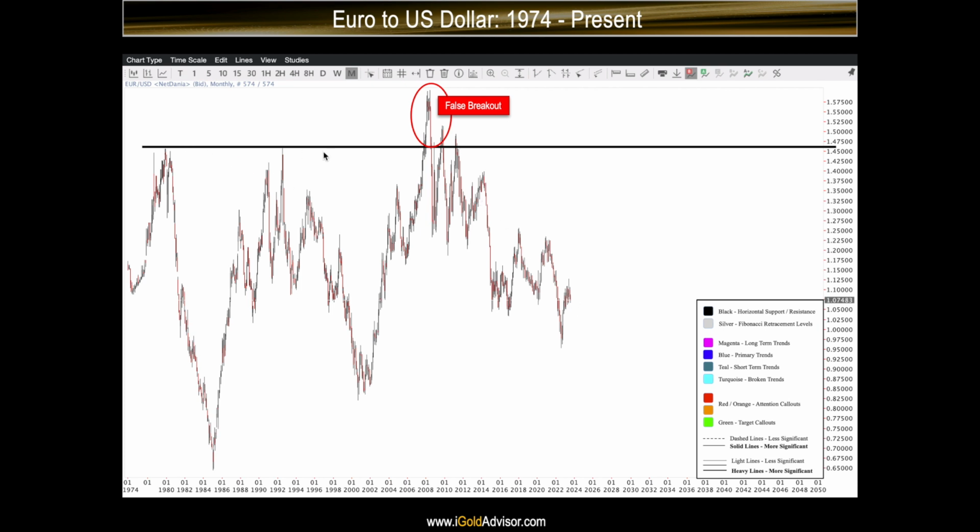So we have a very clear resistance zone. Make sure you pay attention to the key here. Very clear resistance zone above 145.